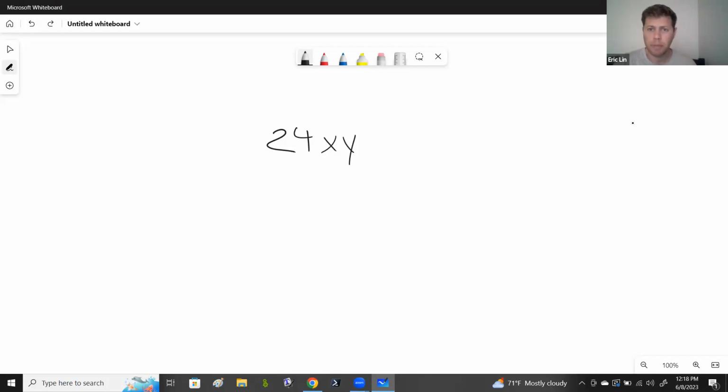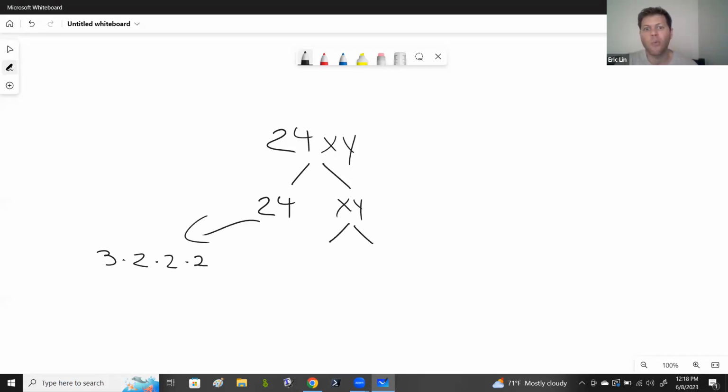And I'm going to split it up in much the same way. However, now I have this x and y piece. I have 24 times x times y. I'm going to choose to separate this into a number piece and a variable piece. The number piece, we know what goes on over here. I'll go ahead and just rewrite it. It's 3 times 2 times 2 times 2. We just did that. The x and y piece would just be x times y, right?